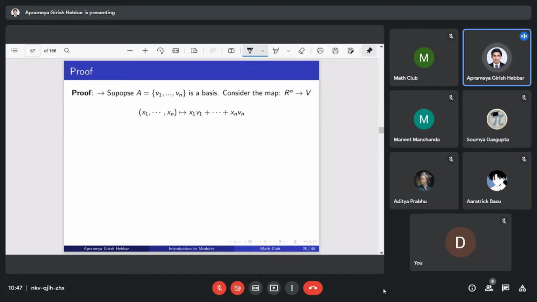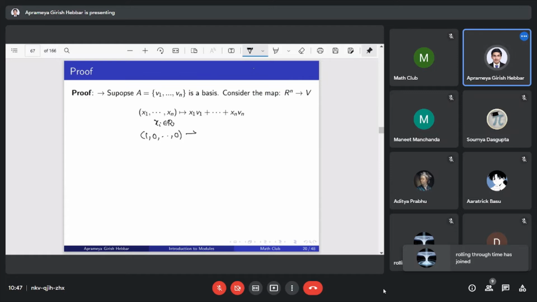Let's suppose that A equal to v1 up to vn is a basis. Now consider the map from R^n to V. This takes any n-tuple (x1 up to xn), xi in R, to x1 v1 plus x2 v2 up to xn vn. In particular, where is (1, 0, 0) taken to? It is just taken to v1. That is, e1 is taken to v1, e2 is taken to v2, and so on, en is taken to vn. Let's see if this makes an isomorphism.